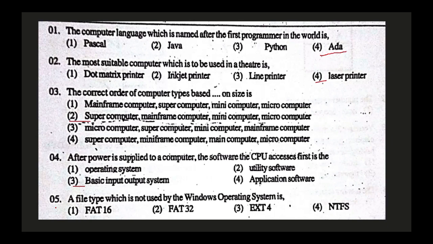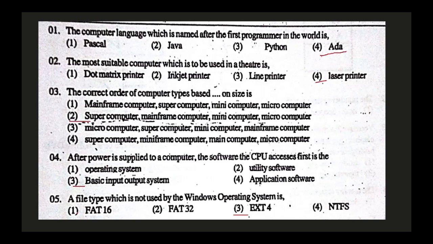Fifth question, a file type which is not used by the Windows operating system. Actually I will first show you the answer. This is the answer, ext4. This ext4 is based on the Linux operating system. FAT16, FAT32, and NTFS, all these three file systems are based on the Microsoft Corporation Windows operating system.